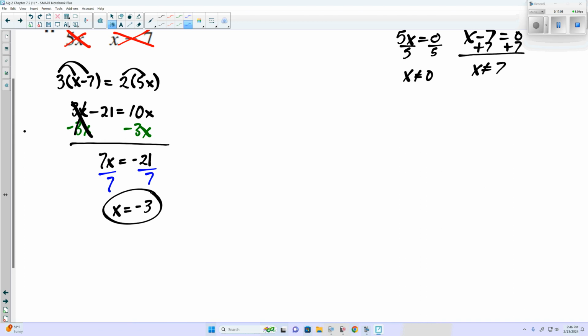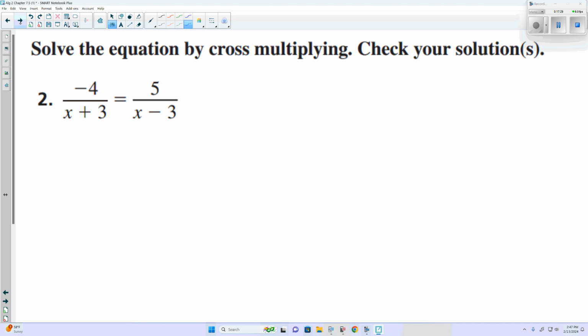Is that one of our 2 restrictions? No, so it works. And all the ones that we're doing today, the restrictions aren't going to come into play. They're not going to be a value that we get when solving. Questions on this here? We feel good with this so far? Yes? Okay.